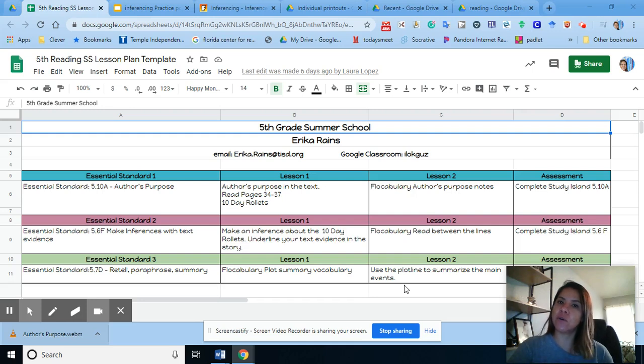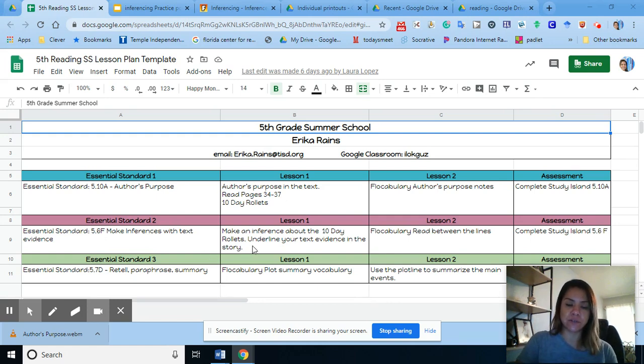Hi guys, welcome back to our second learning standard lesson. Our second standard is 5.6F, make inferences with text evidence. Do you remember what making an inference means? Okay, we're going to go ahead and find out.